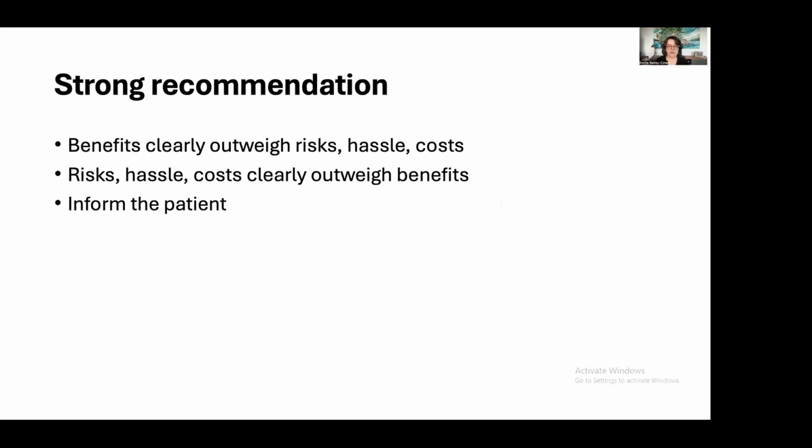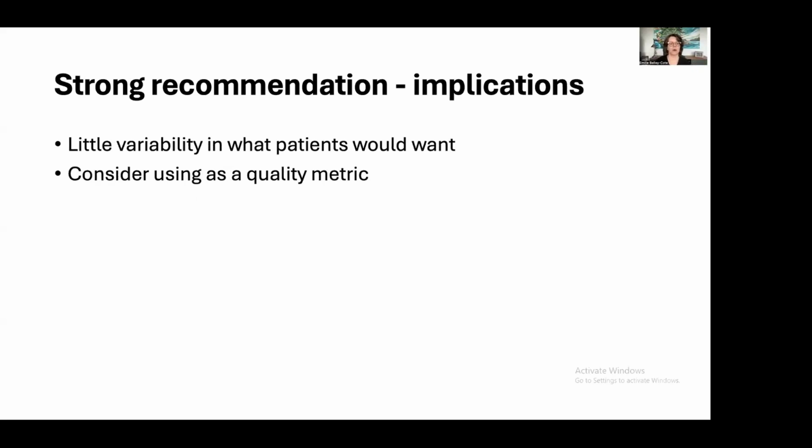And when we are facing a strong recommendation, we don't need to ponder a lot. We just do it and we tell the patient we're doing it, right? I don't discuss with my patients the pros and cons of giving them aspirin when they're having a STEMI. I just give it to them. So when facing strong recommendations, the implications are that there is little variability in what patients would want. And these recommendations can really be used as quality metrics, right? Because it's something that most clinicians would do in their practice.